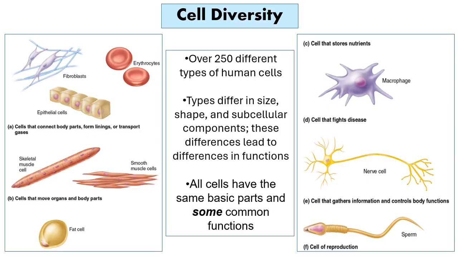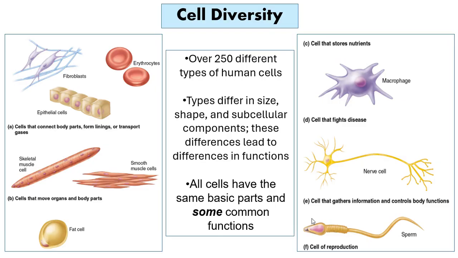So again, I showed you an overall idea of what the cell looks like. But guess what? Not every cell looks the same. There's over 250 different types of human cells. I mean, we're talking from blood cells like erythrocytes or red blood cells, skeletal muscle cells, adipose cells or fat cells, immune cells in your immune system, neurons in your brain, or you can call them brain cells as well. And of course, sperm for males, and that helps with reproduction. So there's so many different types of cells, even beyond the ones that we see here. And they look very different from the cell that I showed you earlier.